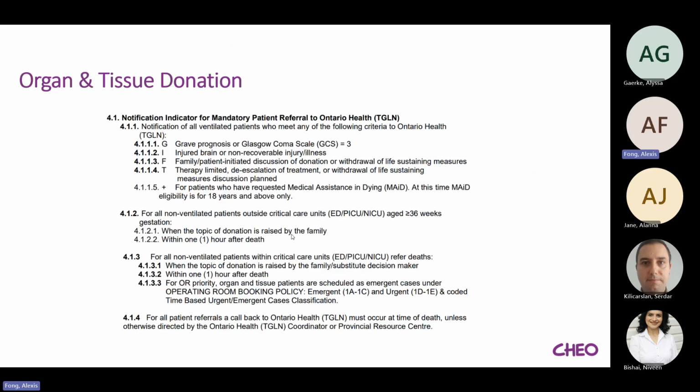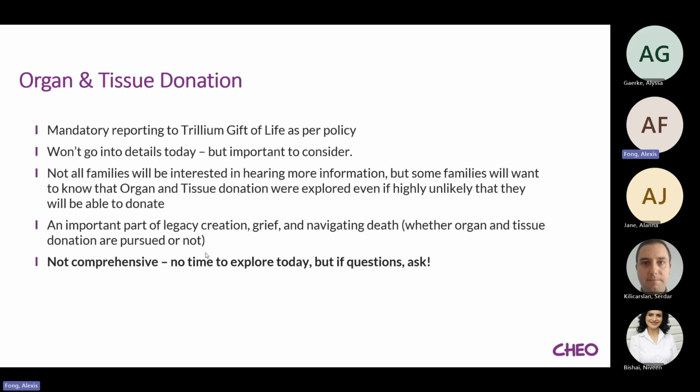So, organ and tissue donation. Again, I'm hoping that you folks will have further discussions with our critical care colleagues, but regarding organ and tissue donation, there is a policy on ChioNet. I've just copied and pasted some of it. There is mandatory notification or reporting to Trillium Gift of Life. Here are some of the triggers for mandatory reporting in ventilated patients and also non-ventilated patients outside critical care units. Again, mandatory reporting, I won't go into details. Does anyone know if you have a session with them? Okay, perfect, I love that.